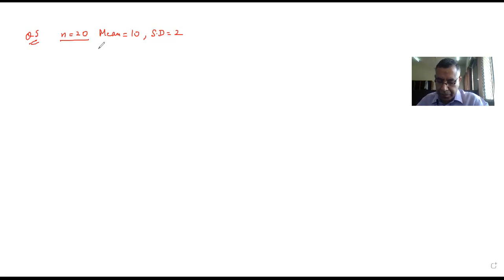On rechecking, it was found that an observation 8 was incorrect. Calculate the correct mean and standard deviation in each of the following cases. He is saying there is a figure 8 in the observations, which is incorrect.